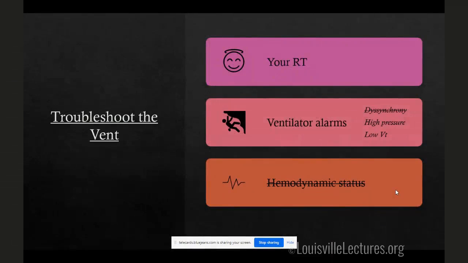As far as troubleshooting the vents is concerned, really there are 3 things to think about. Talk to your RT, look at the ventilator alarms, and make sure the patient's ABCs are being addressed. The ABCs are outside the scope of the talk right now.